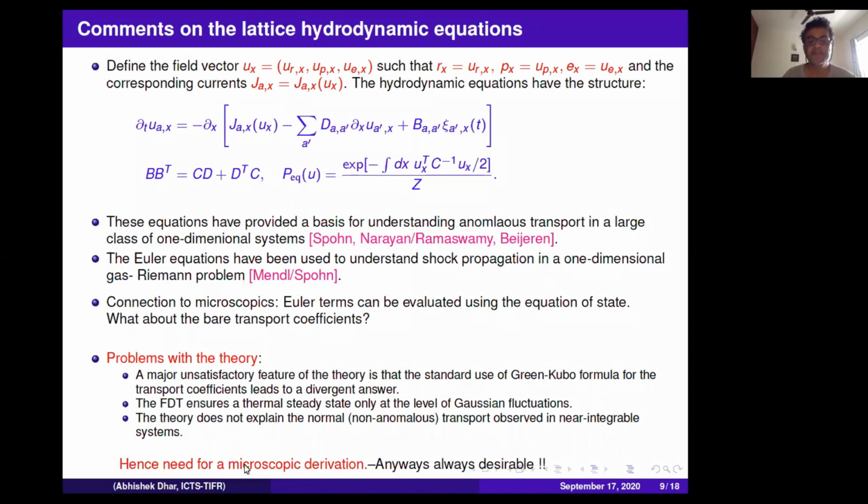Okay, so a second problem is that the fluctuation dissipation theorem ensures a steady state only at the level of Gaussian fluctuations. So this current, of course, is nonlinear, but if you expand it to linear order, then this Langevin equation is made in such a way that it leads to equilibrium. But if you include the full nonlinear terms, then it's not guaranteed, and you have to put additional conditions on the equations, which is not very satisfactory. Okay, and finally, this theory does not explain some of the recent numerical observations in non-anomalous transport. So this is some technical thing which I may detail later. Okay, so it's good to have a microscopic derivation of this.